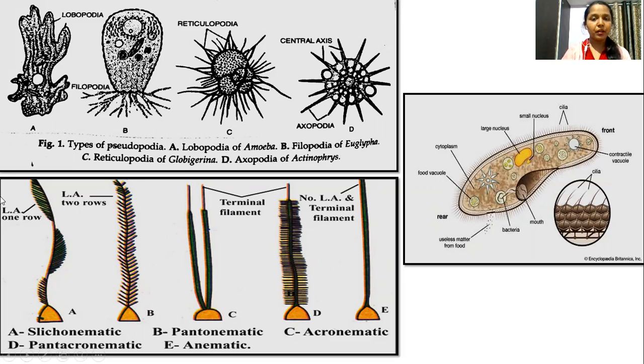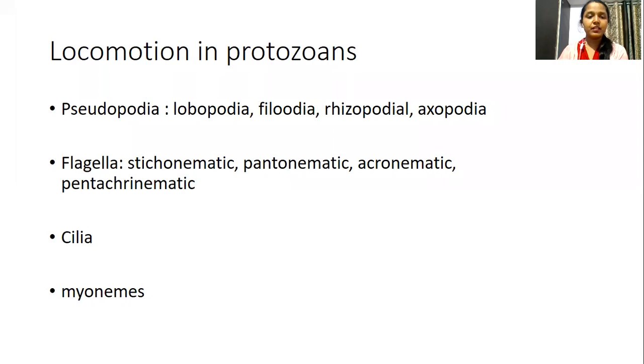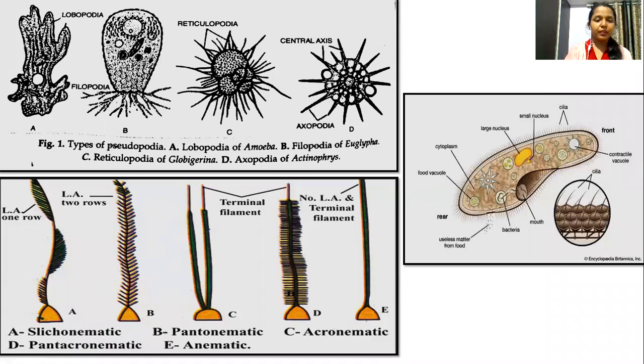This is all about the pseudopodia of protozoans. Next we'll move on to flagellar motion. The animals which possess flagella are flagellates. Flagella are whip-like, thread-like structures.